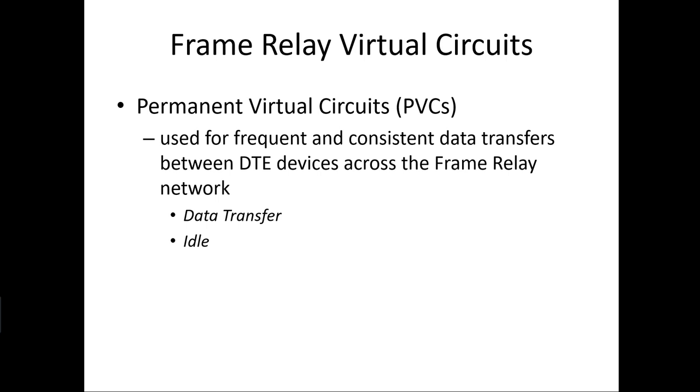And coming to the second category, which is the permanent virtual circuits, as the name tells, since we have some frequent and consistent data transfer in that particular link, we can have a permanent virtual circuit. The frame relay network supports permanent virtual circuits as well. So there is no data connection and termination every time. It is always available, and there can be data transfer and an idle state.